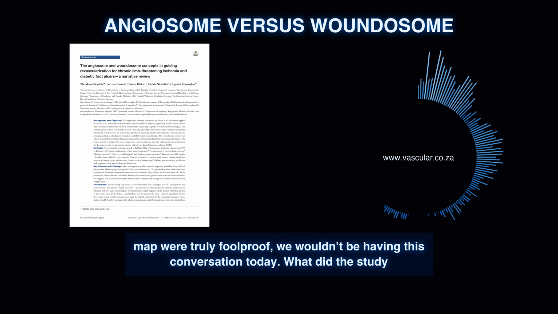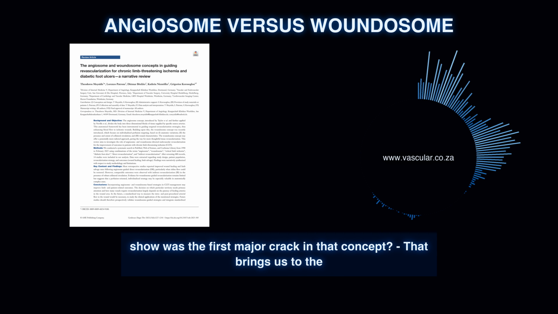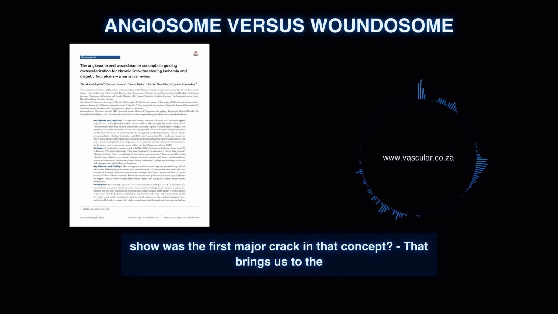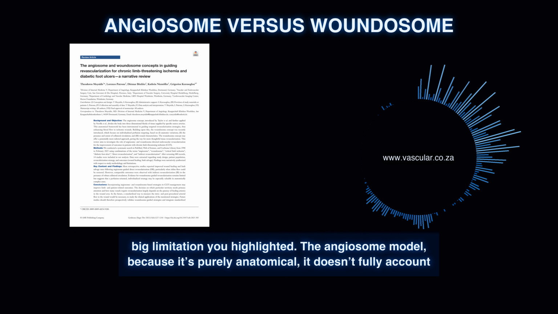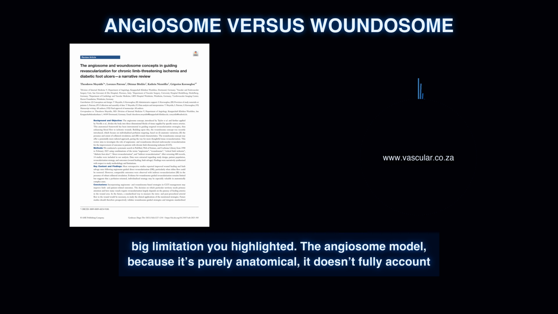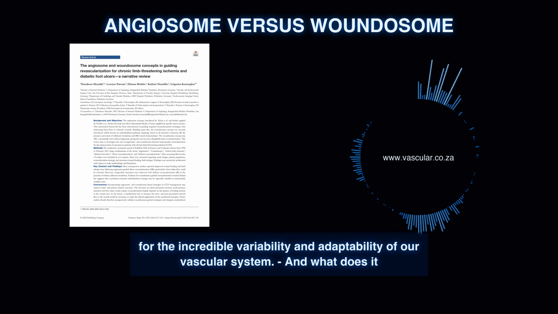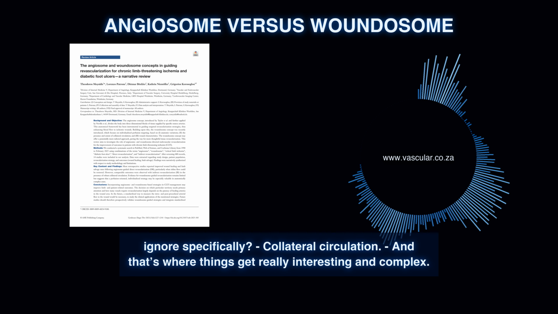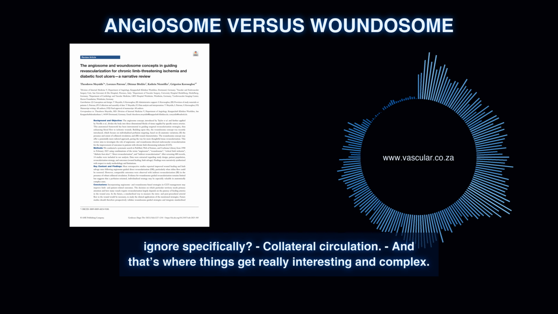If that anatomical map were truly foolproof, we wouldn't be having this conversation today. What did this study show was the first major crack in that concept? That brings us to the big limitation you highlighted. The angiosome model, because it's purely anatomical, doesn't fully account for the incredible variability and adaptability of our vascular system. And what does it ignore specifically? Collateral circulation. And that's where things get really interesting and complex.